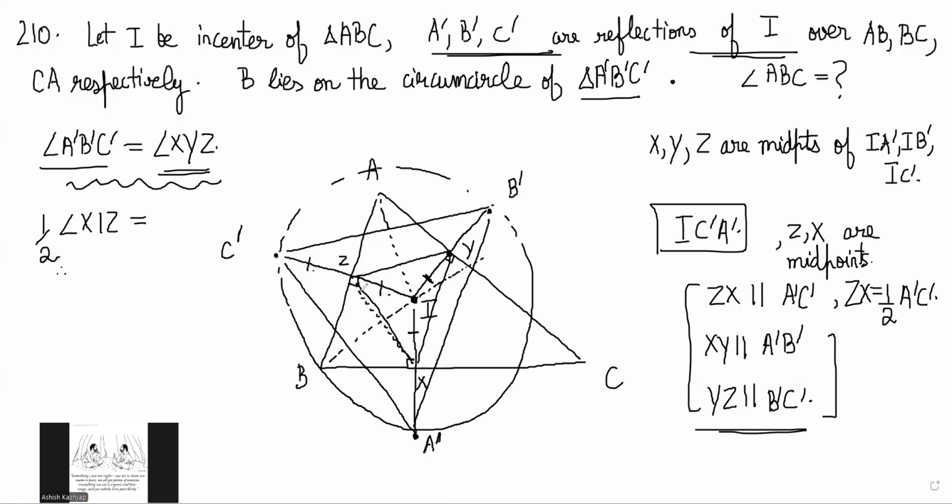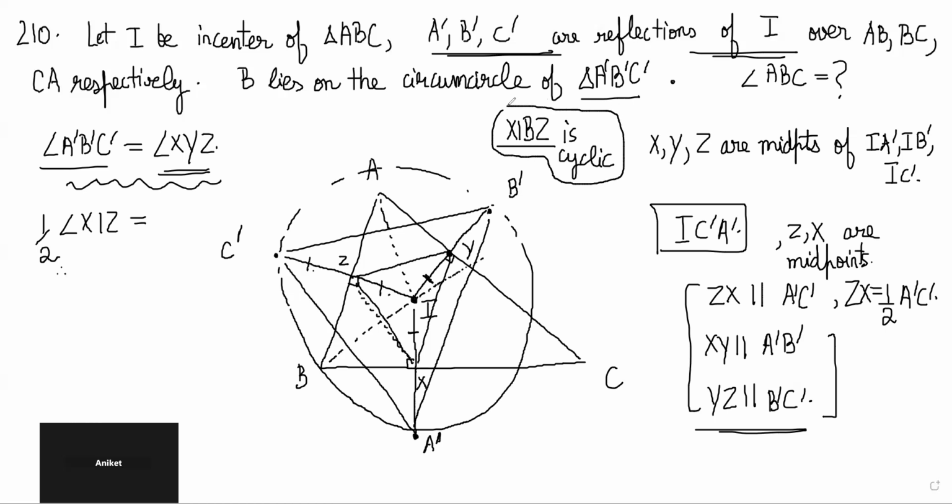one second. Okay, now think about it. XIBZ is cyclic, right? Is everyone seeing why it is cyclic? Yes sir, because angle IZB is equal to angle IXB, which is 90 degrees, so opposite angles sum to 180 degrees. Other people, are you understanding why it is cyclic? Yes, 90 plus 90, that one. This is 90, this is 90, so it is cyclic, right?